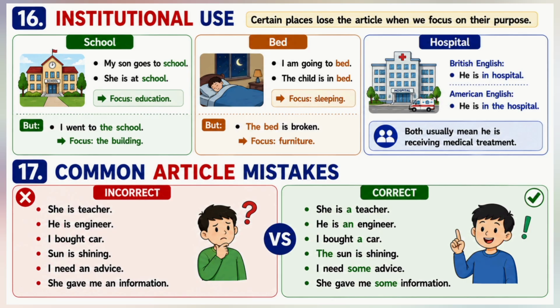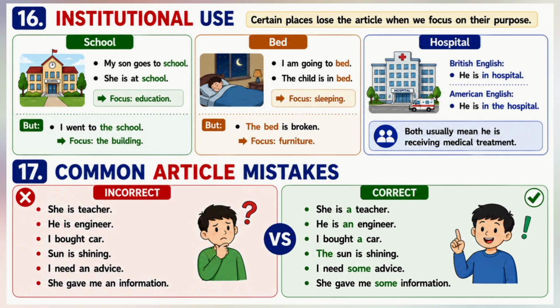Bed: I am going to bed. The child is in bed. Here the focus is on sleeping. But: The bed is broken. Here we are talking about the piece of furniture. Hospital: in British English, he is in hospital. In American English, he is in the hospital. Both usually mean that he is receiving medical treatment.